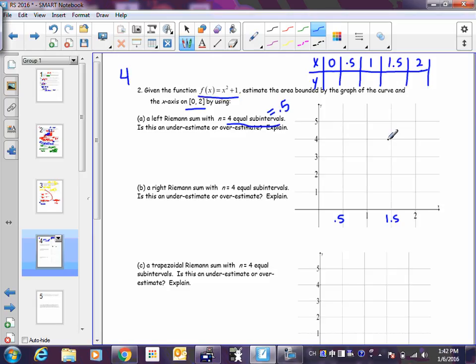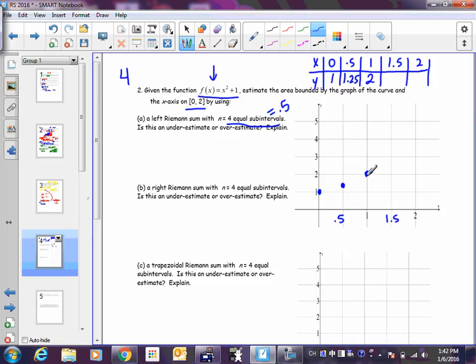And we're going to have to come up with the y values in the table as well. Just use your function. So if x is 0, squared plus 1, that's 1. So I'm going to put it in the table, and I'm also going to graph that point on this graph. Okay, what about 0.5 squared plus 1? 1.25. I'm going to mark that.